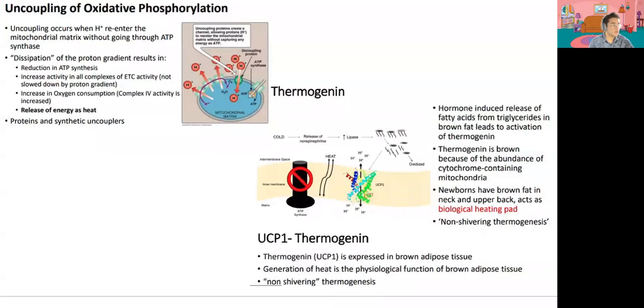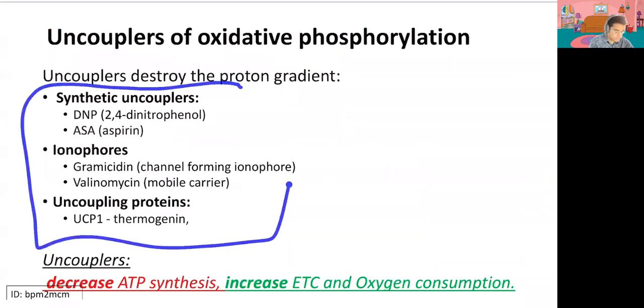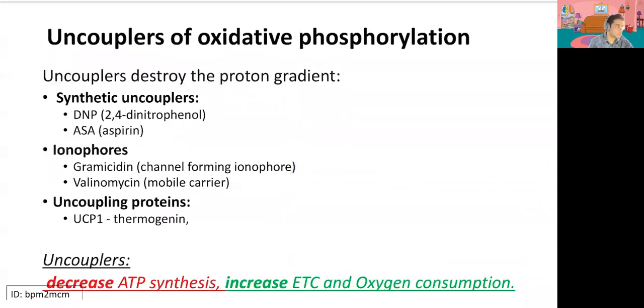And any sort of ionophore or any sort of uncoupler of oxidative phosphorylation is eventually going to either one, increase oxygen consumption, or two, release heat. So if you hear those buzzwords, start thinking of these and start making your correct answers available.